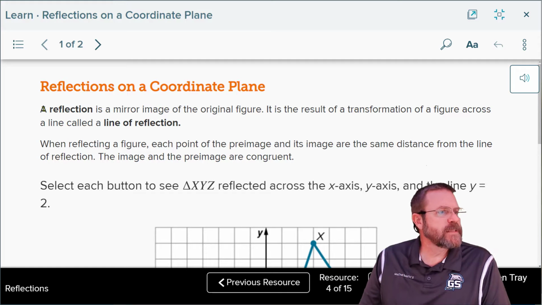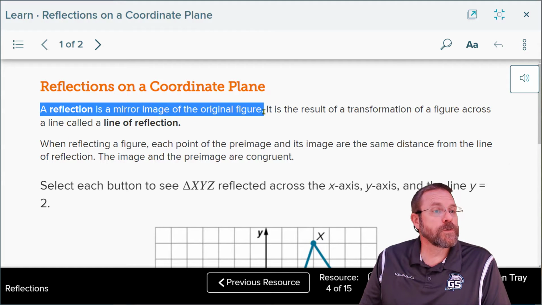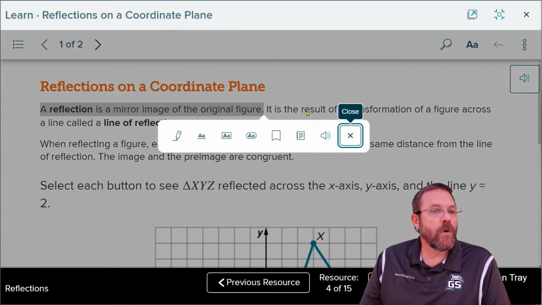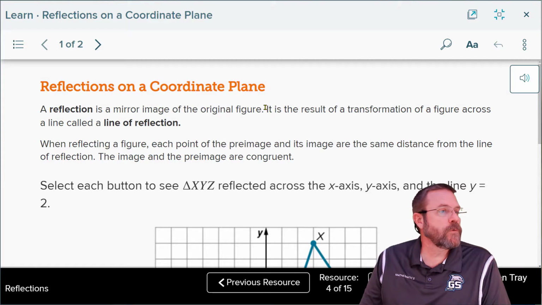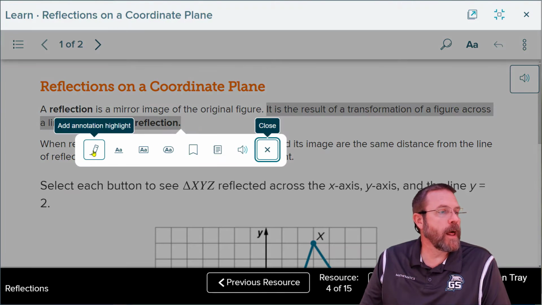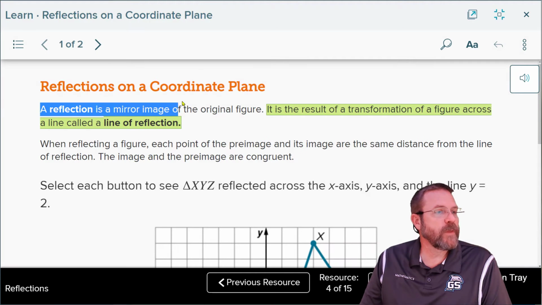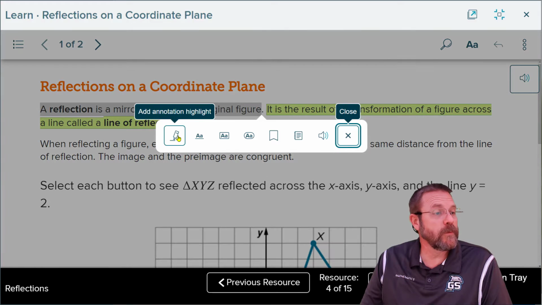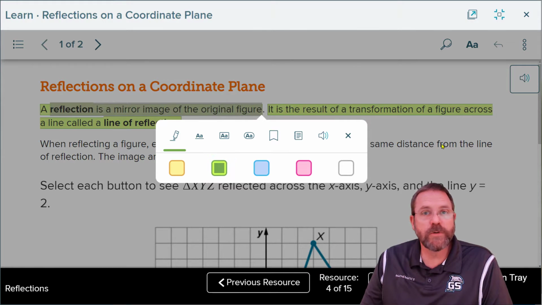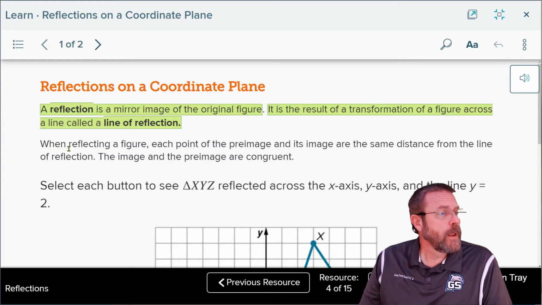A reflection is a mirror image of the original figure. It is the result of a transformation across a line called the line of reflection. We've also, in other classes, referred to that as a line of symmetry because it's going to be the same on both sides of that line.